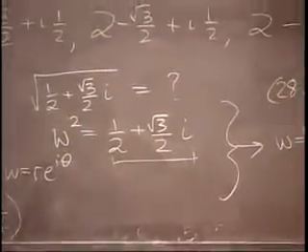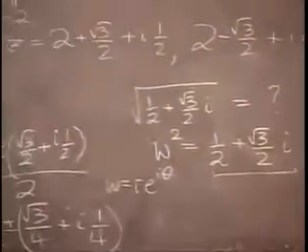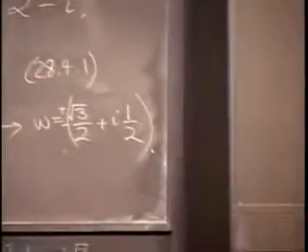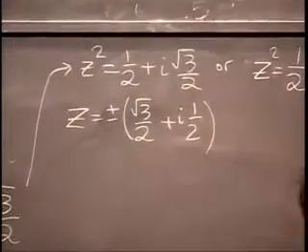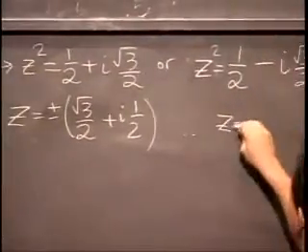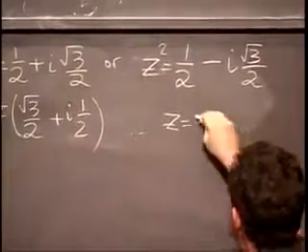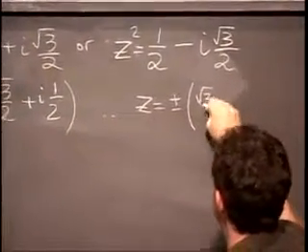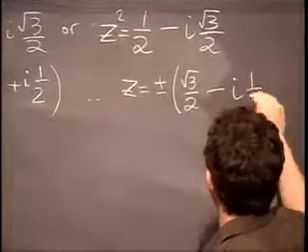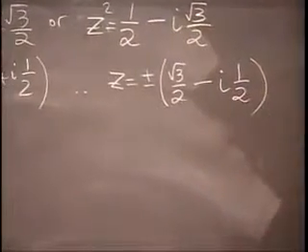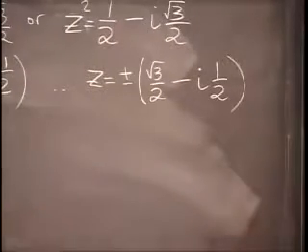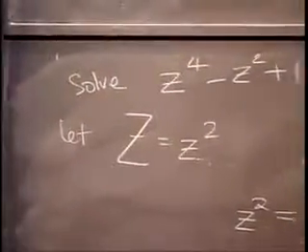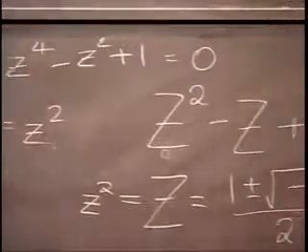I didn't actually do it, but we found here that z is plus or minus root 3 over 2 plus i times 1/2. And I leave it to you to do the details and find that here z is plus or minus root 3 over 2 minus i times 1/2. And those are all the solutions. There are 4 solutions because the original equation is a quartic, degree 4 up here. z to the 4th minus z squared plus 1 equals 0. So we found 4 solutions over here.